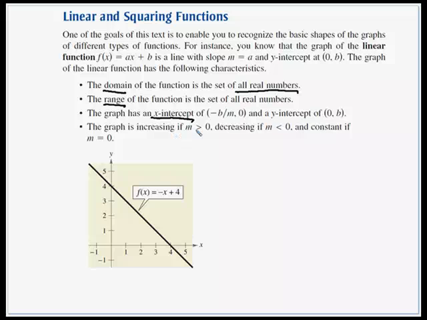The graph is increasing if m is greater than 0, or that just means if the slope is positive, the function is going to be going uphill, left to right. And if the slope is negative, less than 0, it's decreasing. It's constant if the slope is equal to 0. That would just be a horizontal line.